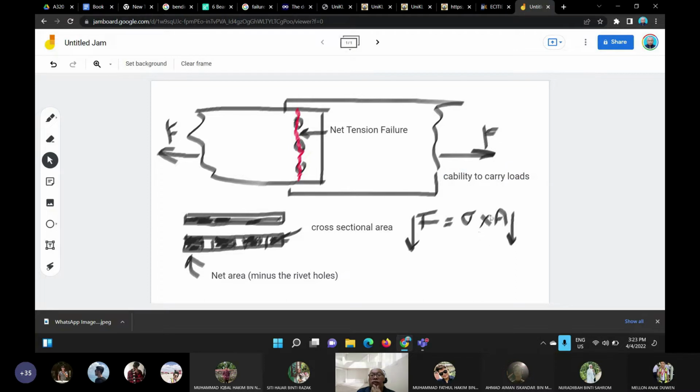So now, if you have less area, you have less force. So it means less force to carry the load. If you maintain the load higher, then you now cut the hole, area becomes less, the load carrying capability of the plate becomes less, then you start to see the crack. So that's why this crack we call net tension failure.